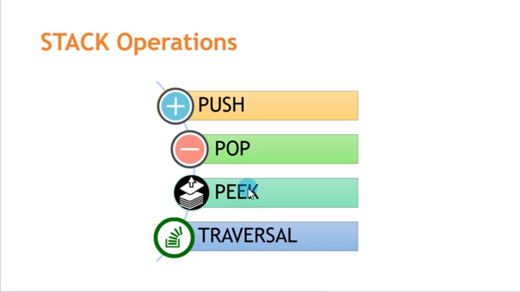Don't worry about the peek. It's simply printing of the topmost element of the stack without deleting it. That means we are just printing the n-1th element. Cool. Finally, the traversal, which means accessing all the elements one by one from the stack top.